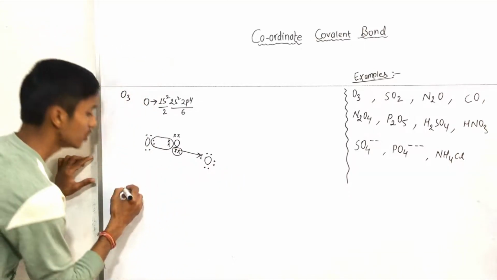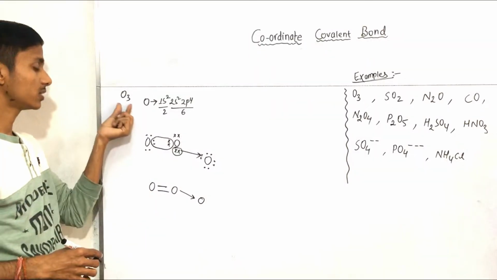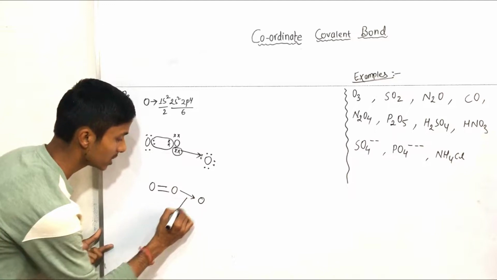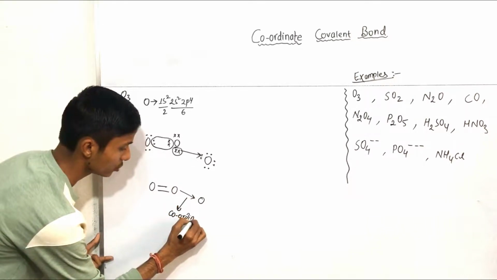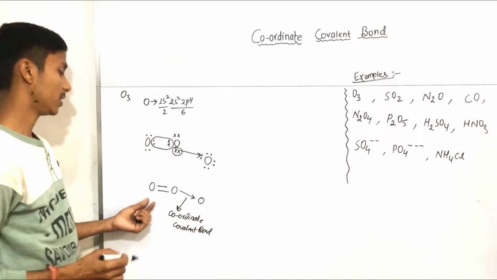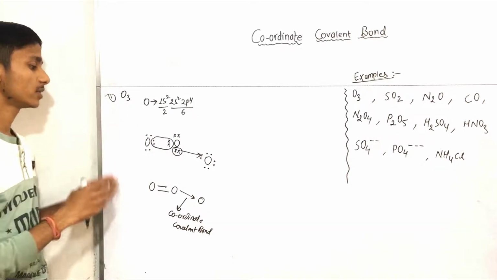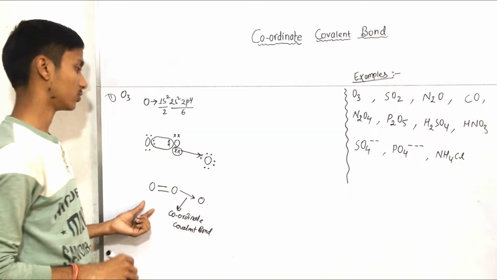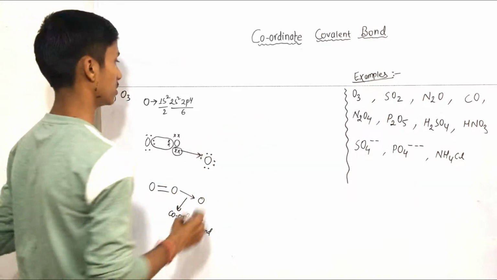So here we show the coordinate covalent bond like this. Here in the O3 molecule, this is the formation of a coordinate covalent bond, and here you can see this is a coordinate covalent bond. Here this is our first molecule in which we have shown the formation of coordinate covalent bond. Now we take another compound, another example, to understand that clearly.